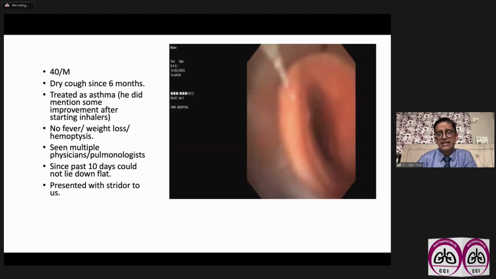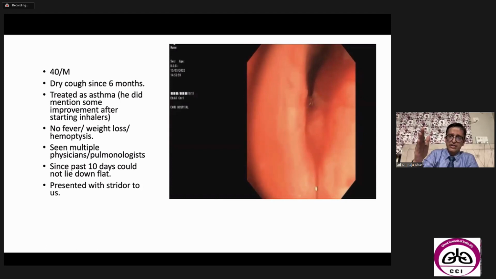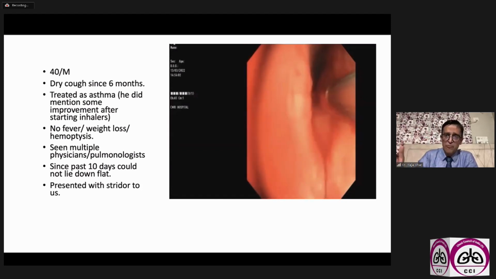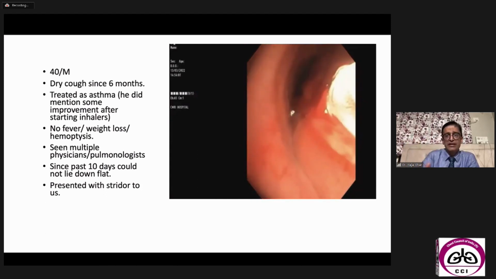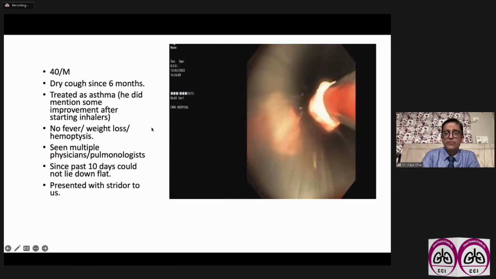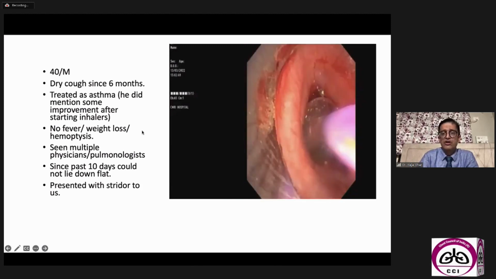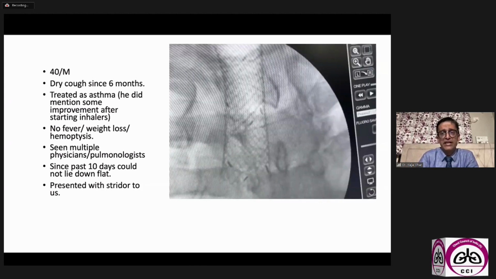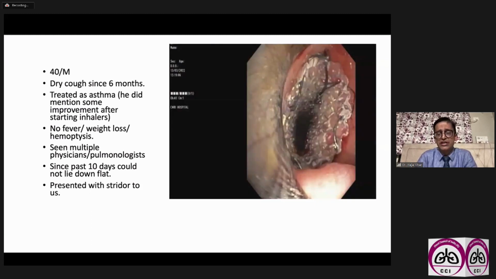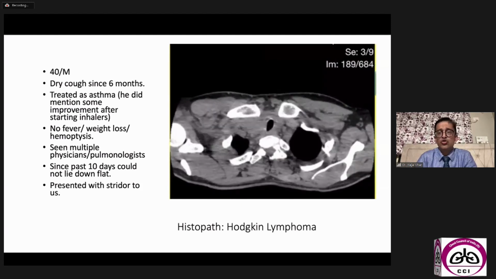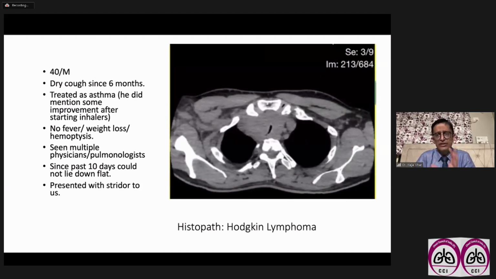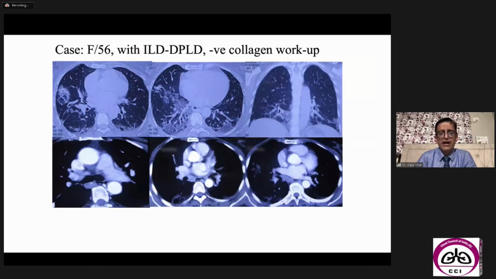And then you will see that this external compression is no longer just an external compression, but it's infiltrated through the airway and the wall contains an infiltrated tissue in the way of a tumor. So that's cryotherapy for you. That's cryobiopsy for you. The procedure finished off with a stent being placed. The patient got symptomatically better. The stridor went away and the histology in this patient showed Hodgkin's lymphoma. So that's one way of using cryo.